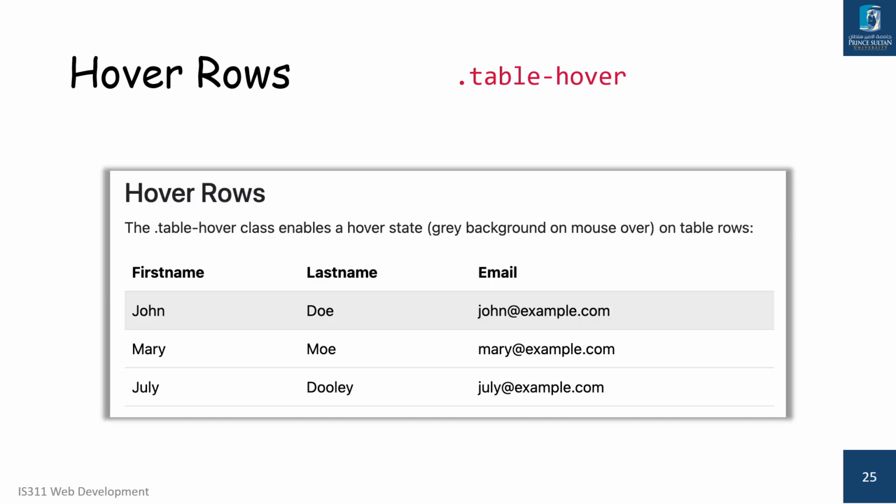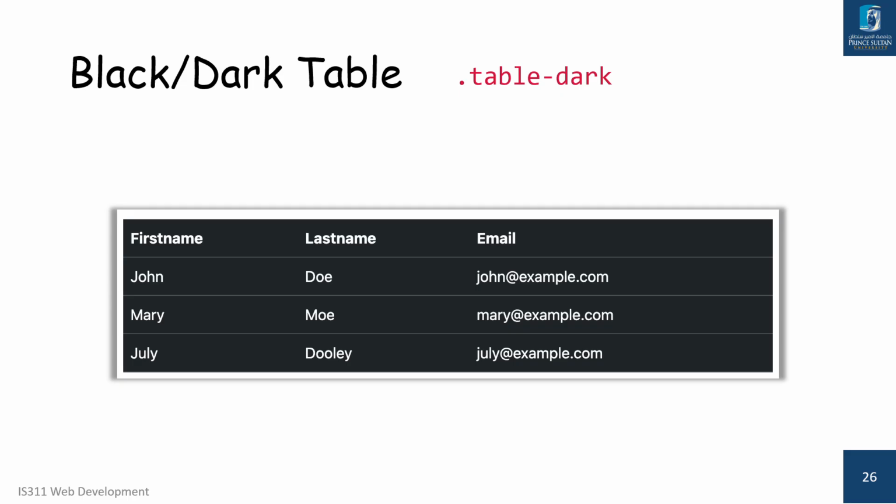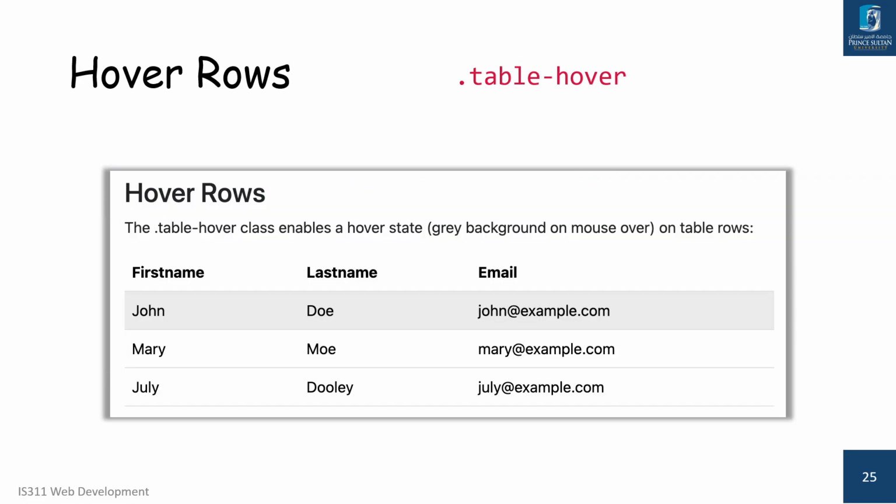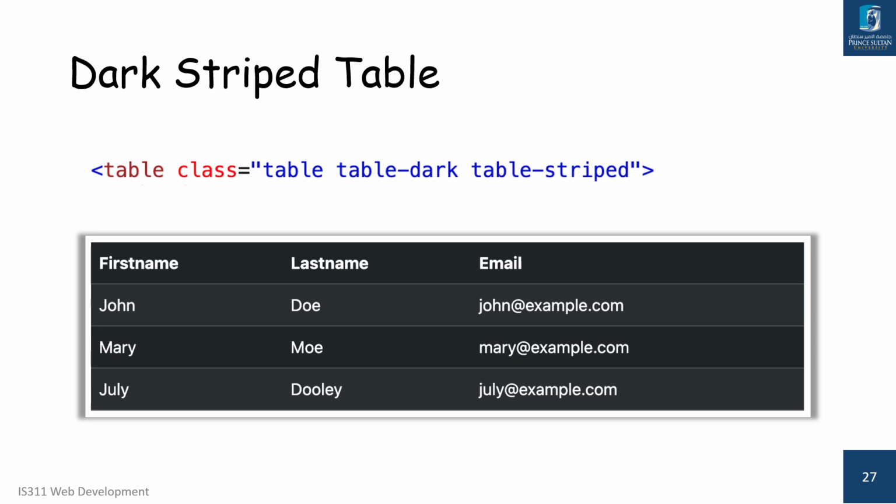We also have hover. Hover means when you bring your cursor on it, it will change the background color. We also have dark, that will make the background color dark. We can also say table-dark and table-striped. Now you can see that these colors and these colors are different. We can also say table-hover as well. So we can apply four styles: table, table-dark, table-striped, and table-hover.